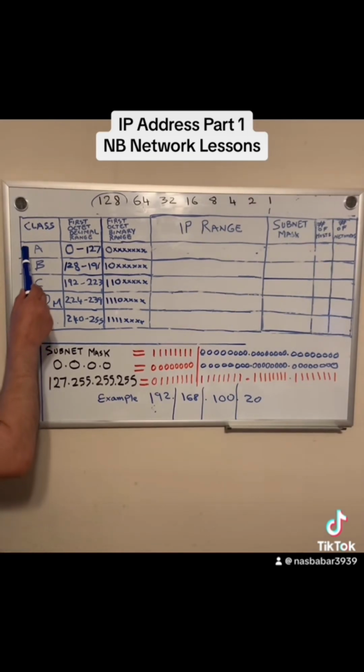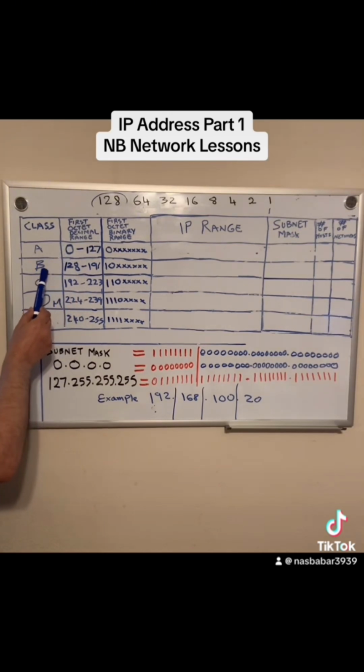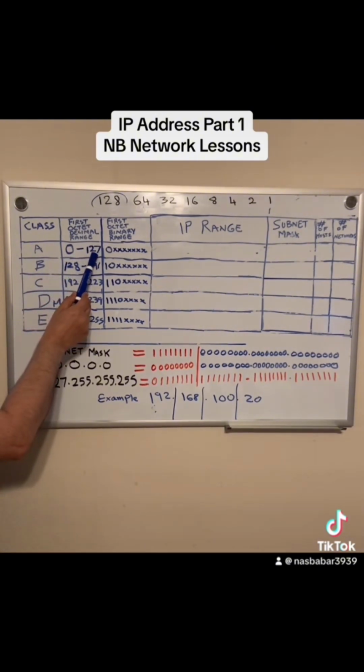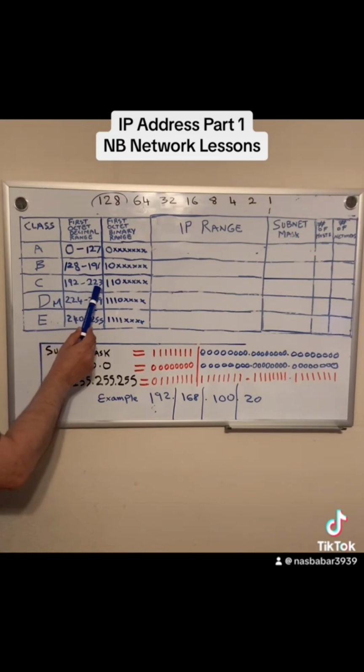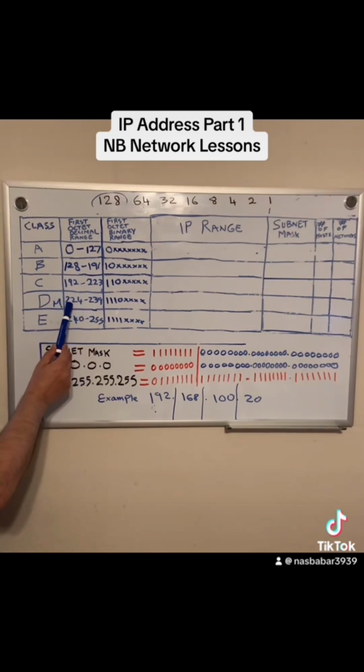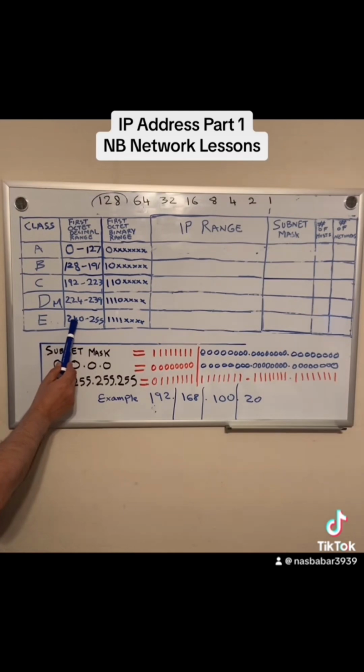So in Class A, the first octet decimal range is always going to start at 0. Okay. Class B starts at 128, so Class A has the last decimal 127. Class B is 128 through 191. The next one starts with 192 to 223, and then D, which is used for multicast, 224 to 239, and the next one is 240, and the last one is going to be 255.